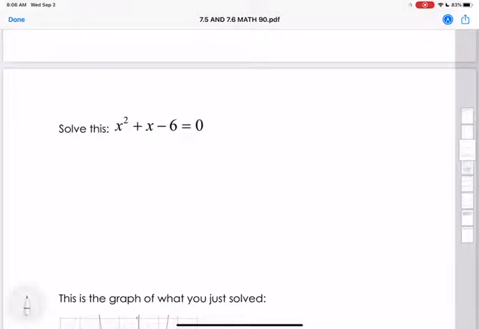Hi, welcome back. Let's go ahead and continue on in section 7.5, which is where we were solving equations, meaning it has that equal sign, and we actually get like x equals something when we solve it.